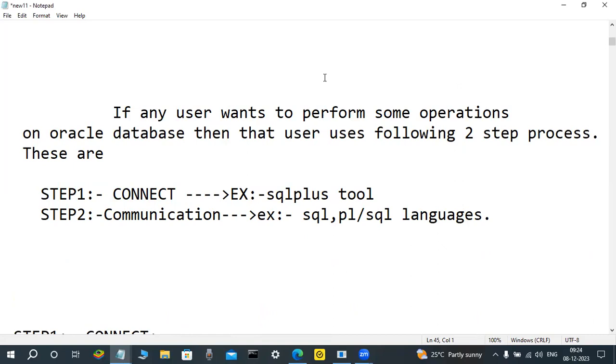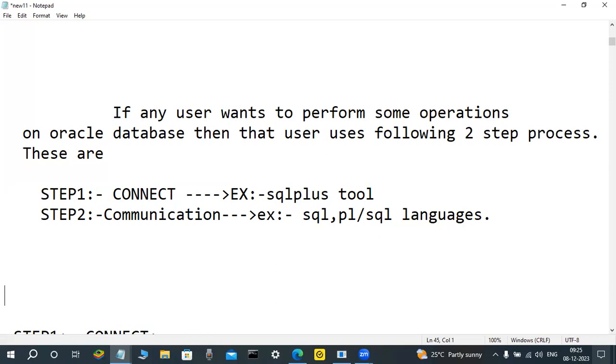Write this theory first. If any user wants to perform some operations on the Oracle database, then that user uses the following two-step process.